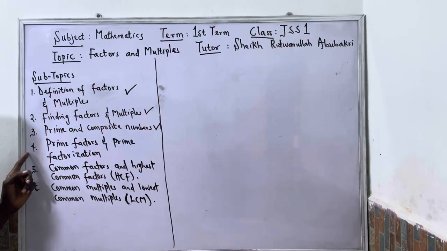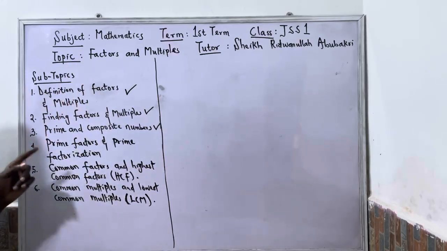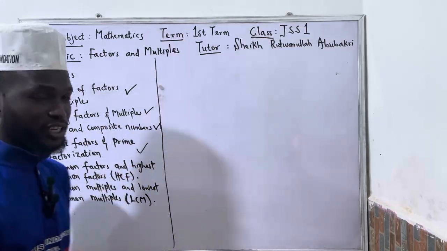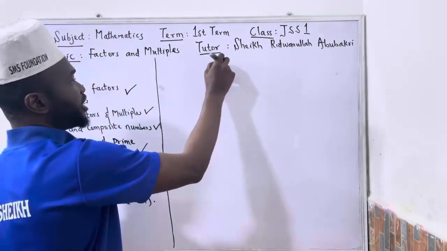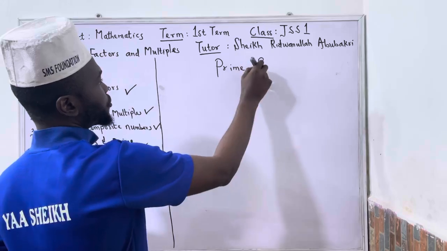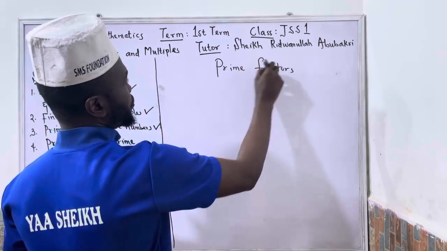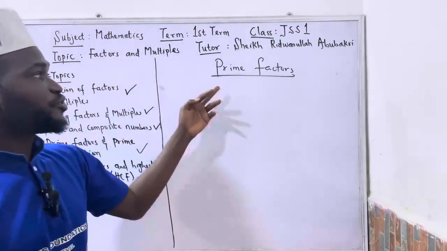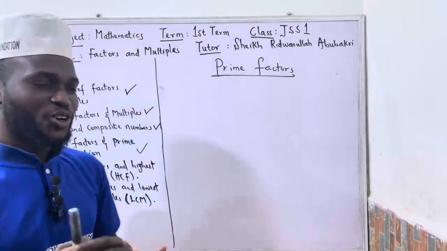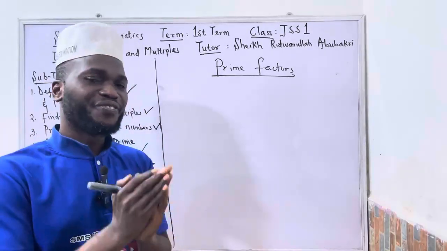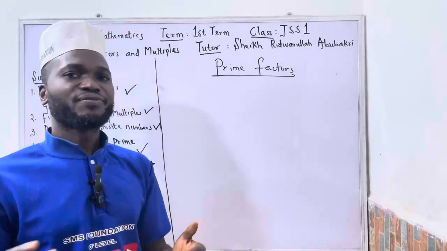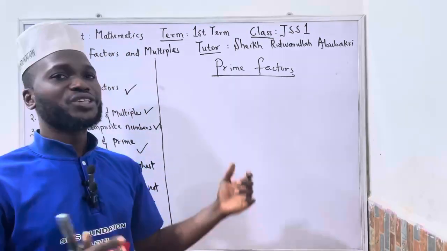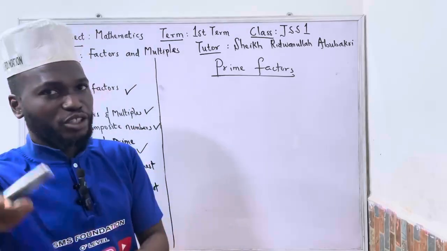Now, we want to do the fourth objective, that is the fourth subtopic, which is prime factors and prime factorization. Let's go. Prime factors. So there is no special thing about this. If you want to find the prime factors of a number, all you need to first do is to find the factors of that number. After getting all the factors of that number, then you select which ones are prime numbers among those factors.